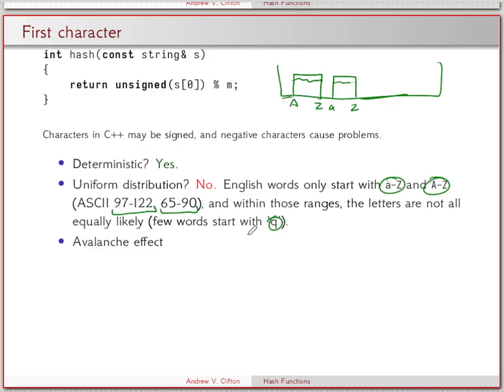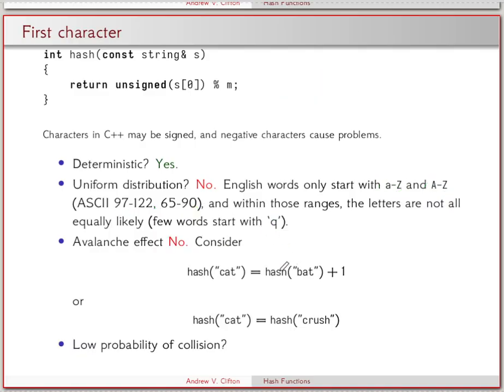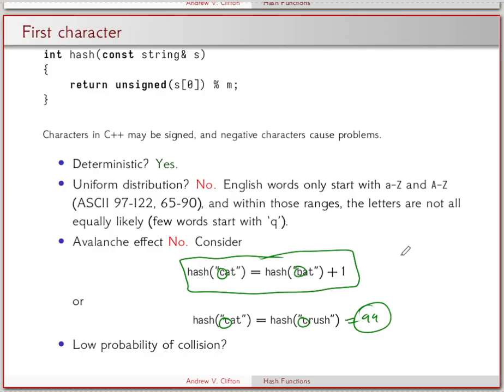Do we have an avalanche effect? Well, let's take the example from earlier. If we do cat and bat, the ASCII values of C and B differ only by 1. So the hash of cat is just equal to the hash of bat plus 1. If two words start with the exact same letter, then they have the exact same hash, right? So if a is 97, b is 98, c would be 99. These would both hash to a hash value of 99.